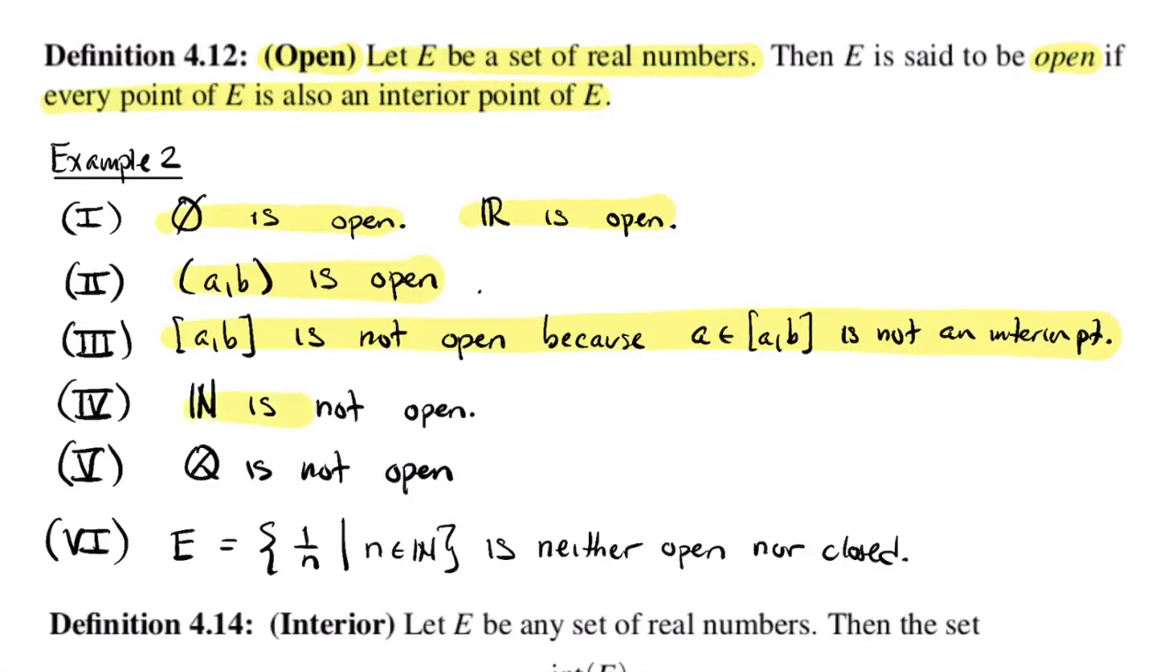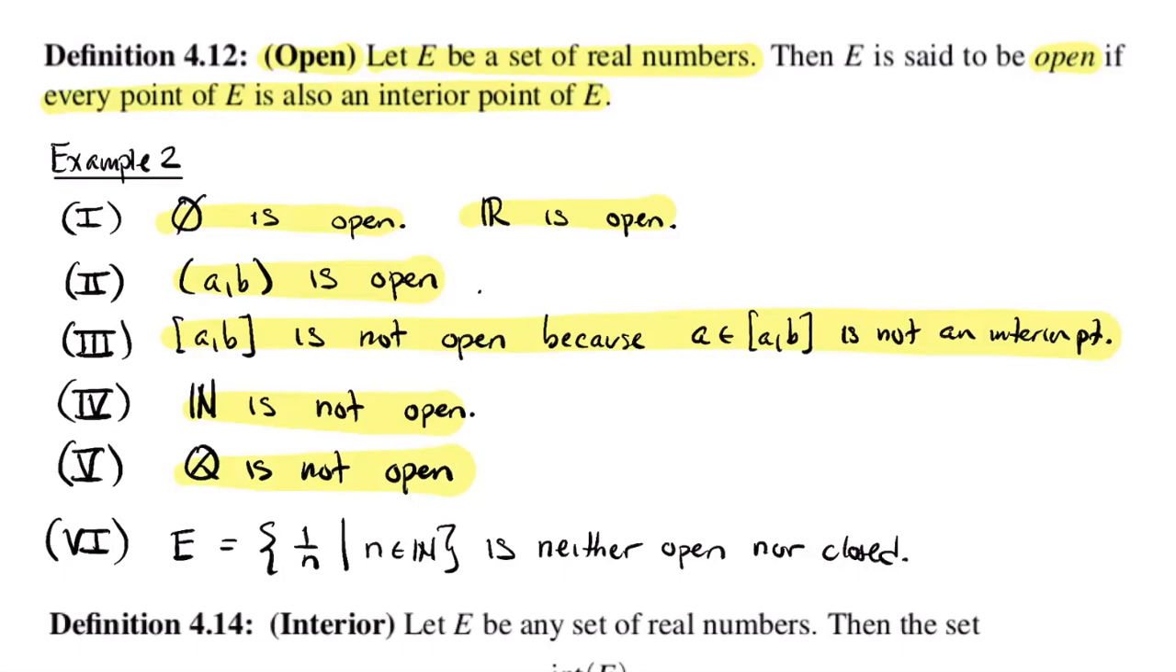The natural numbers is not open. The natural numbers has no interior points. No point in the natural numbers is an interior point, so it's not an open set. Q is not open. No element of Q is inside of an interval that's completely contained in Q. No element of Q is interior to Q, so it's not an open set.